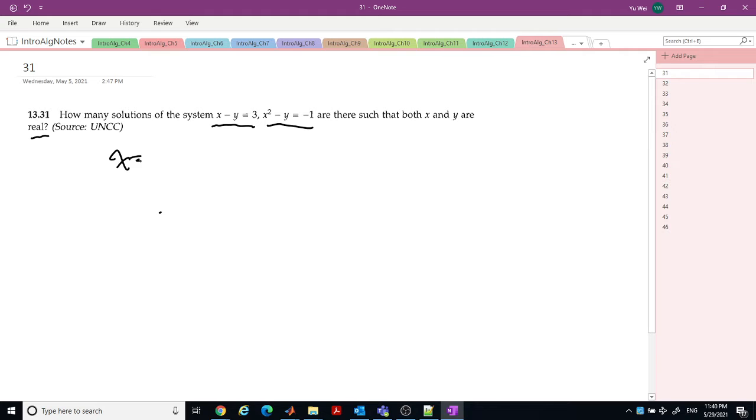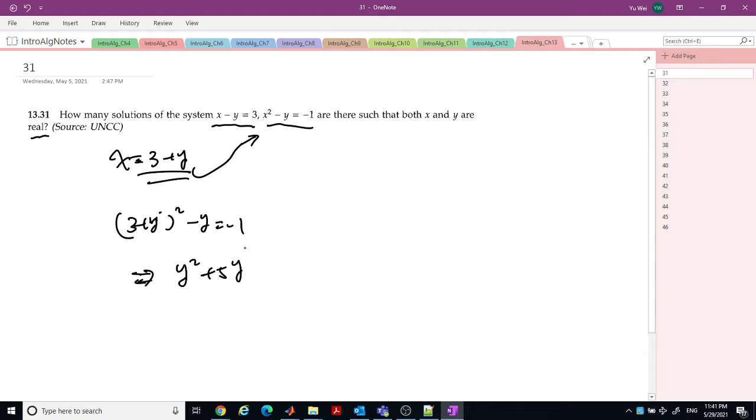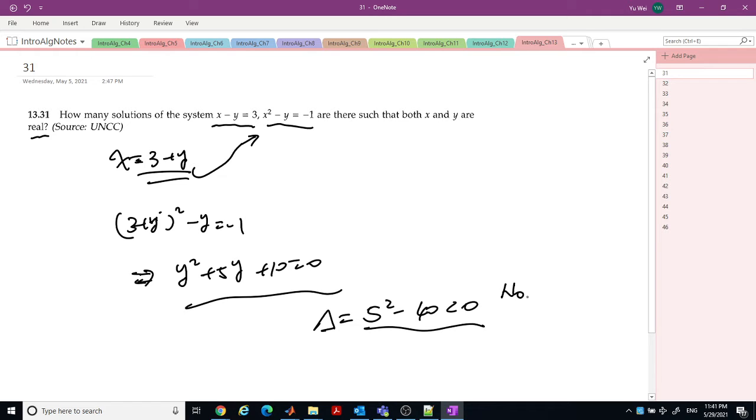Okay, so from the first one we know x equals 3 plus y. When we substitute this into the second equation, it becomes a quadratic equation of y, right? So this will be equivalent to y squared plus 5y plus 10 equals 0, right? So we test the delta: 5 squared minus 40 is less than 0, so there are no real roots.